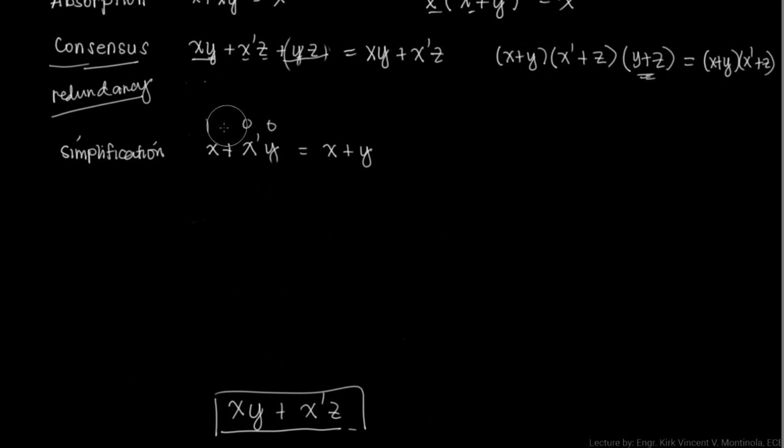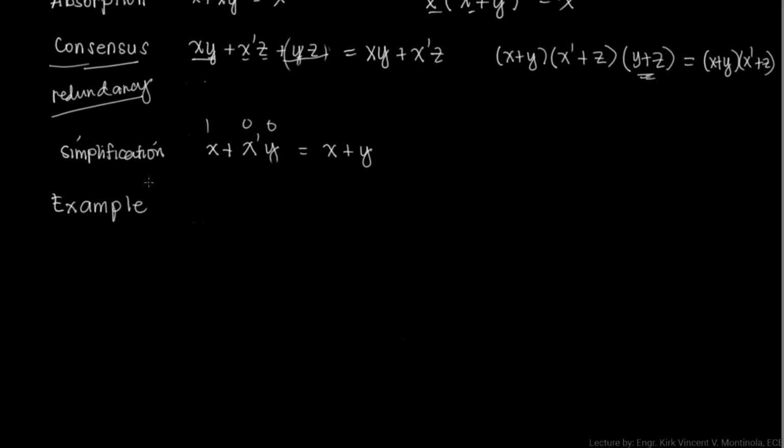Okay, so we try to have an example of simplification. Okay, letter A, simplify AB plus B, C, and then B plus C. So to simplify, we will be reducing the literals from 1, 2, 3, 4, 5, 6. So it has 6 literals.